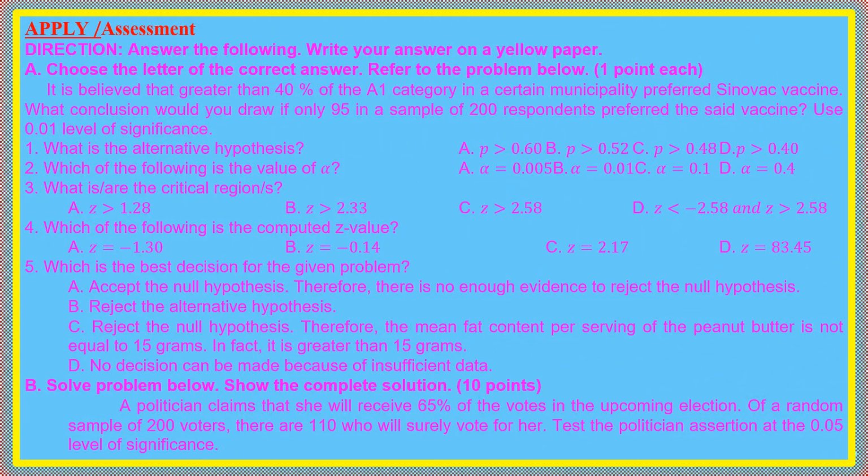For the assessment, which will be written on a yellow paper, you're going to answer a 5 items multiple choice test, 1 point each, and you're going to solve a problem. You have to show the complete solution, the 6 steps in hypothesis testing, that is 10 points. All in all, you have 15 points. So again, we keep on reminding you, avoid copying from others. By the way, for this test, since that is a 15 items test, the passing score is 9.